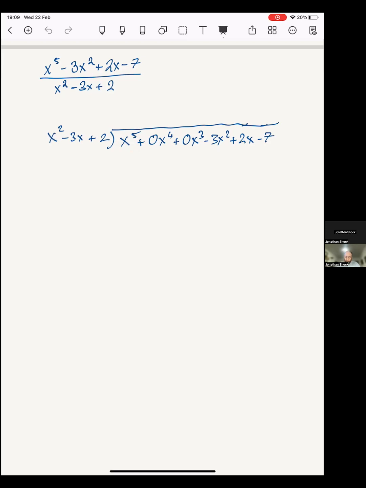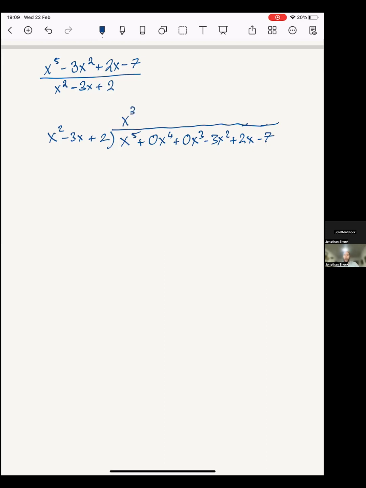So I can ask the question, if I've got a fifth order polynomial and a second order polynomial, how many times does x squared go into x to the fifth? Well, x to the fifth divided by x squared is just x cubed. So I look at the highest powers here and here, and I ask how many times does this go into this? The answer is x cubed times. So I put an x cubed here.